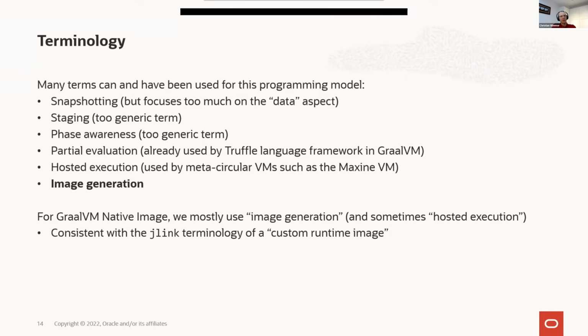A frequently used term also is hosted execution. That term comes from the world of metacircular VMs, such as the Maxine VM and the Jikes RVM. It's hosted execution while you build something, and then you have runtime execution. We use the term internally quite a bit because we use a lot of ideas and even a little bit of code from the Maxine VM. But in the end, we settled on the term image generation as the name for the build time. It's actually a pretty good term, consistent with Java terminology, because when you use jlink to get a reduced JDK, they also use the terminology to build a custom runtime image. So we are in sync with the Java terminology here.